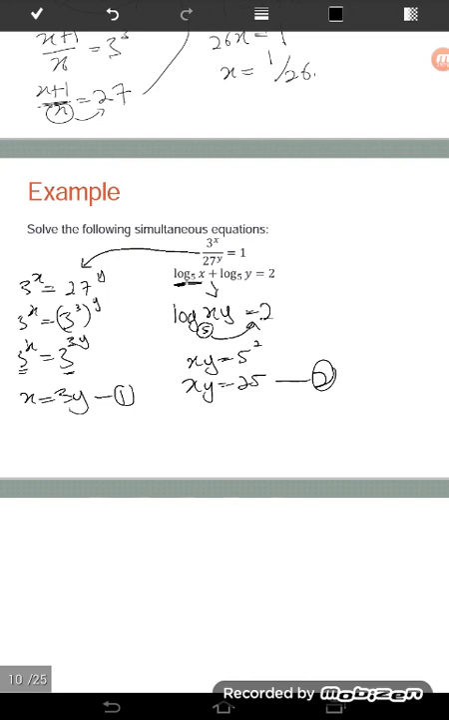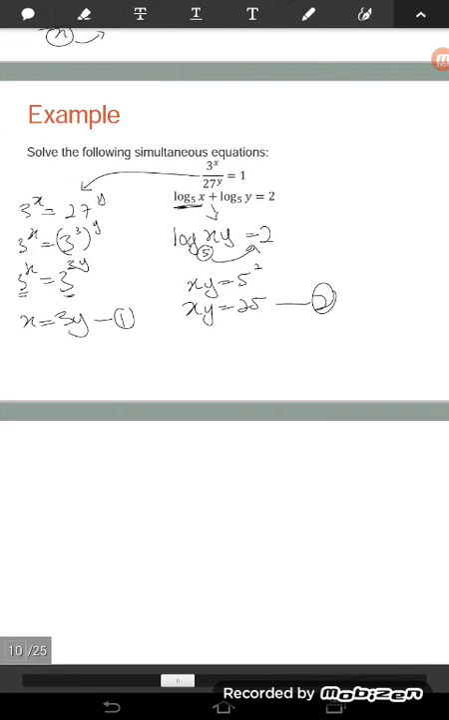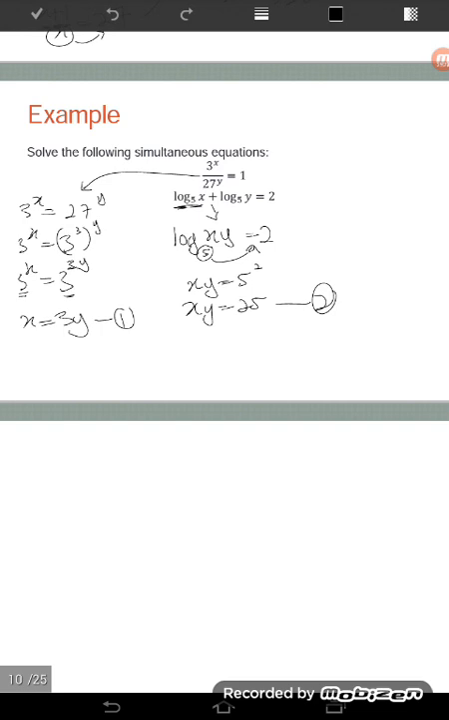Okay, so for this equation, can we do elimination? Okay, never mind. We use the substitution method, because here I already have x which is equal to 3y. So I can substitute this x into here. Substitute equation number 1 into equation number 2. So I have 3y times y is equal to 25. So I have 3y power of 2 which is equal to 25.